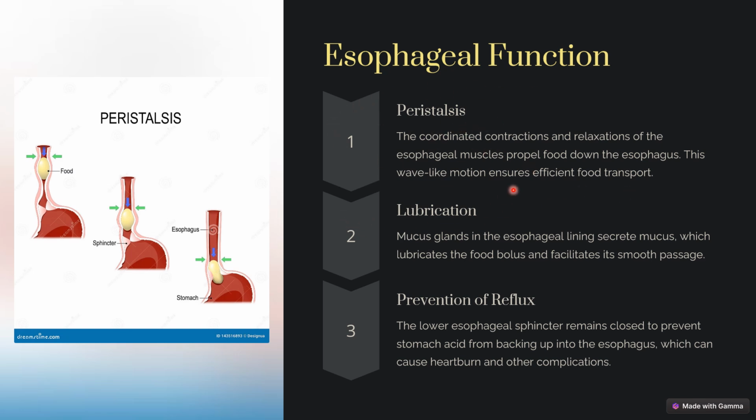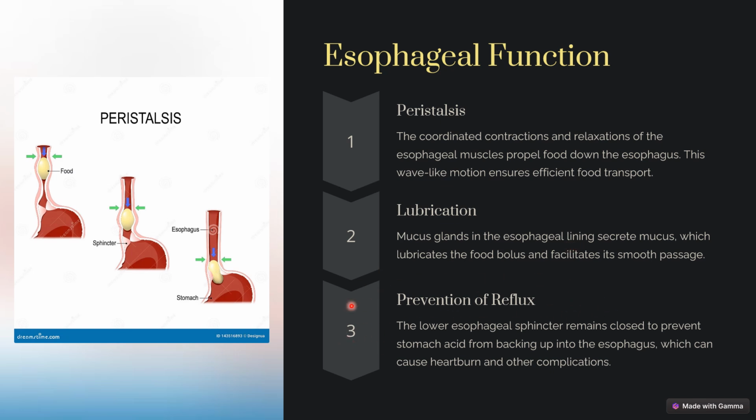Okay. The next function we'll see is lubrication. Mucus glands in the esophageal lining secrete mucus that lubricates the food bolus and facilitates its smooth passage. So basically whatever we eat and swallow enters the esophagus. The mucus gland secretes mucus which gets bound to the food, which helps the lubrication function. So it lubricates the food and then it propels downwards, allowing smooth passage of the food from the esophagus to the stomach.